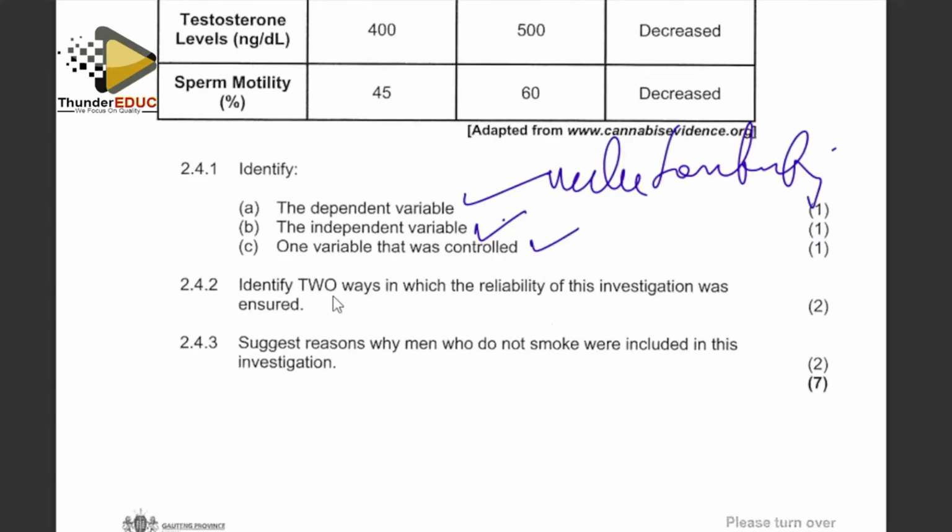State 2 ways in which reliability was ensured. I told you that this is the only time when we mark the tense. If they ask you past tense, you answer in past tense. If you change it, zero.